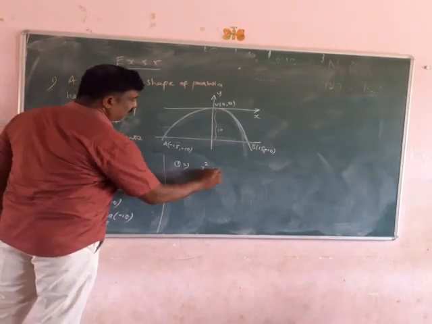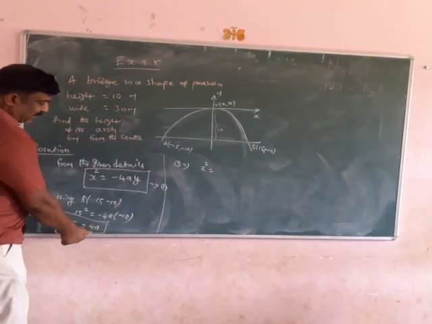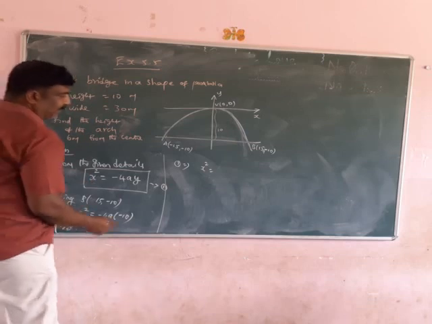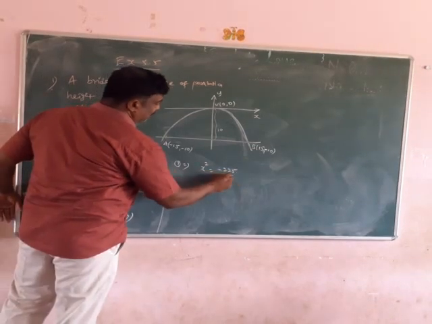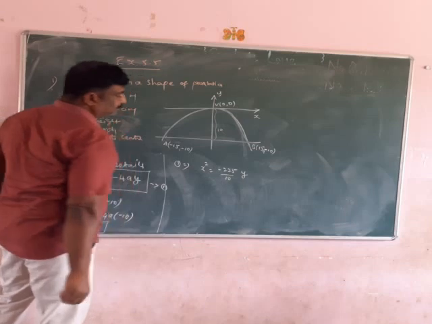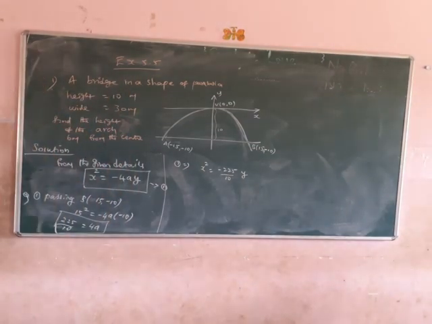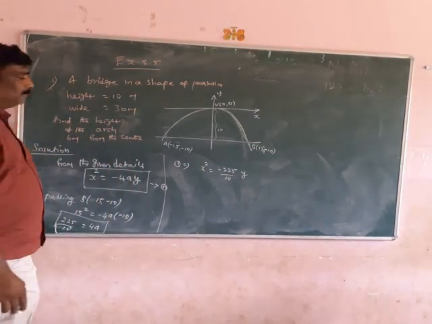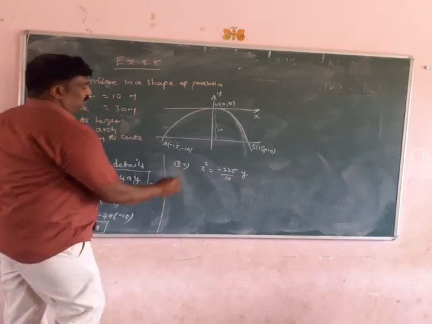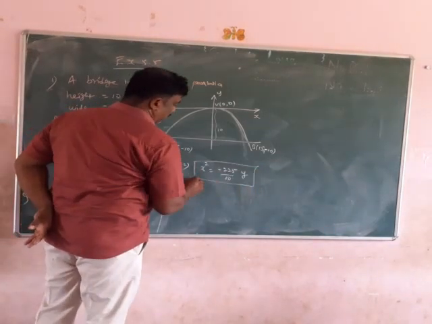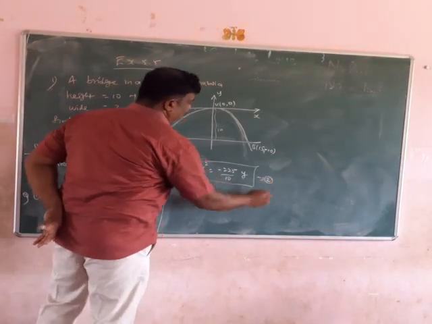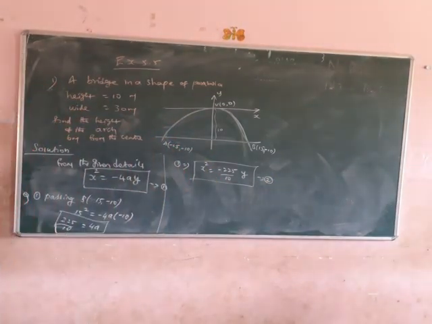x square equal to, the value of 4a is 225, and it is minus 225 by 10 into y. So x square equal to minus 225 by 10 into y. This is the equation for our problem. Let me call it equation number 2.